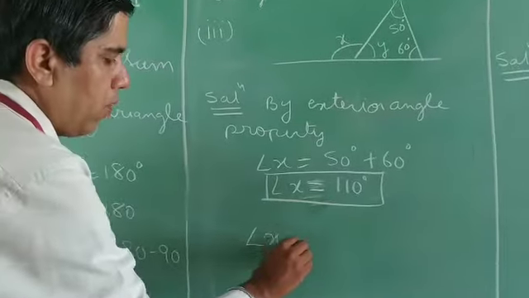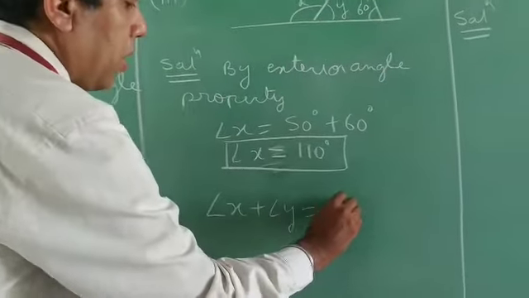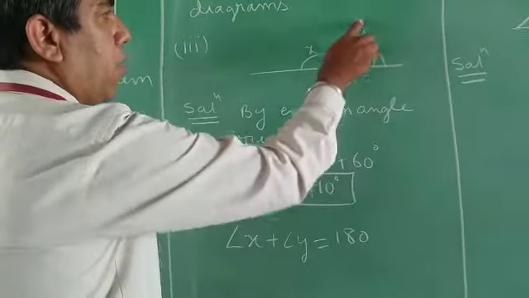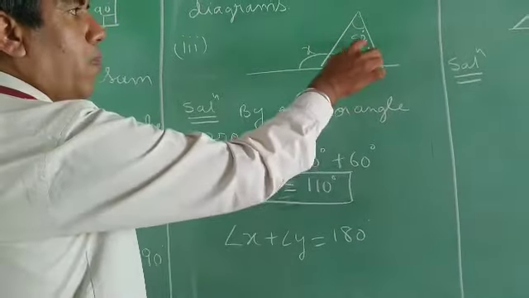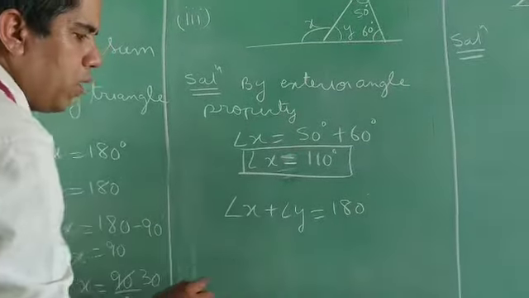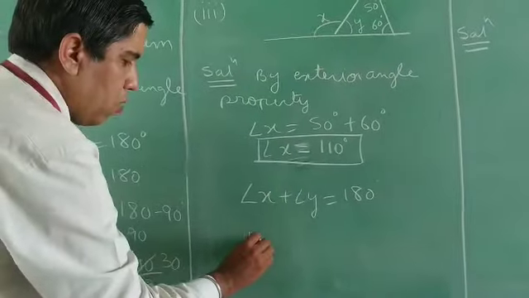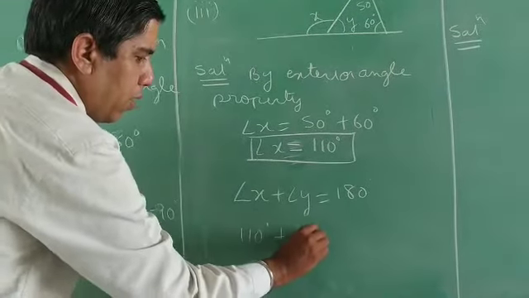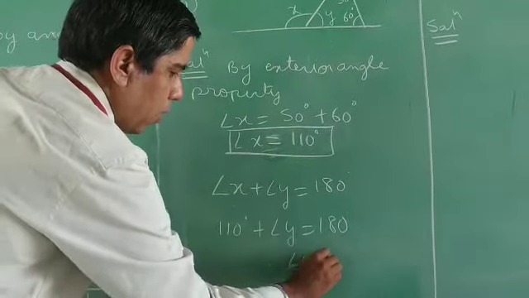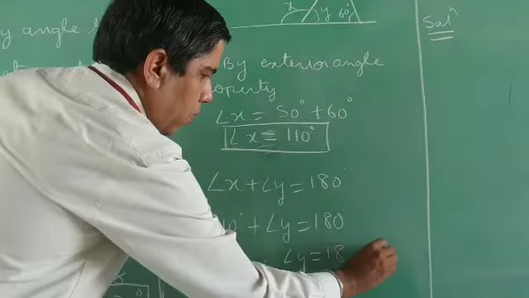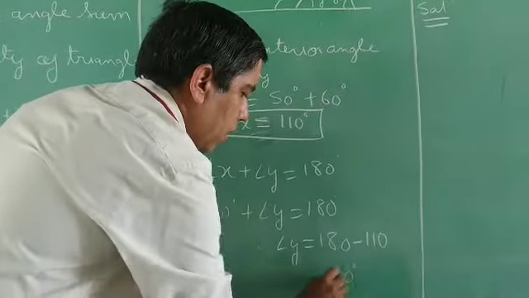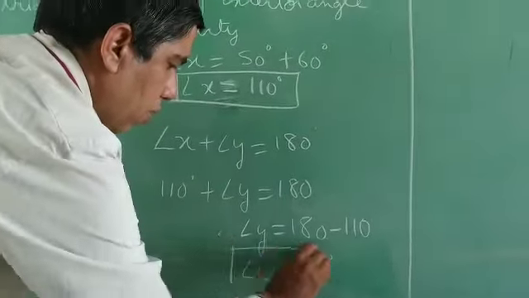So angle x plus angle y equal to 180 degrees. Or you can use the angle sum property. We can use here also angle y plus 50 plus 60 is equal to 180. Whichever way you want to proceed. So angle x plus angle y equal to 180. Angle x is known to us, so keep the value: 110 plus angle y equal to 180. Therefore angle y equal to 180 minus 110, and the answer is 70 degrees. Therefore angle y equal to 70 degrees.